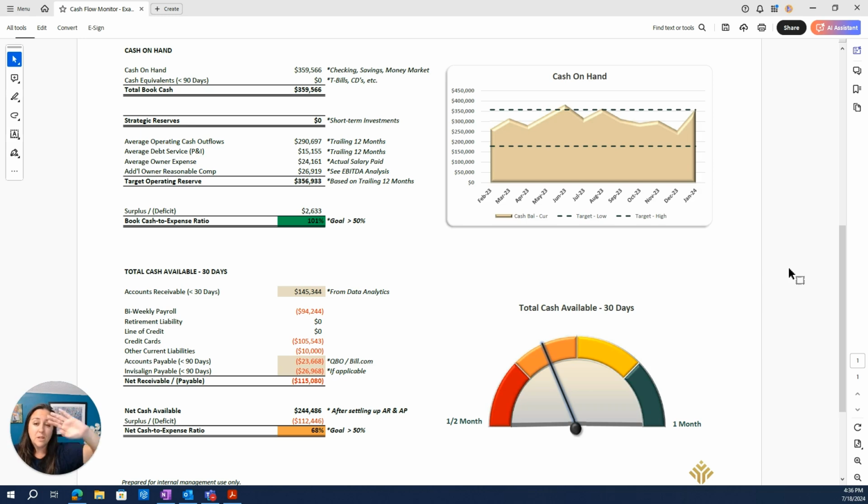The reason we use both of these metrics is because it's not always the same. So for example, up top, we would say that you have a month's worth of cash on hand for your expenses. Looks like you're good.